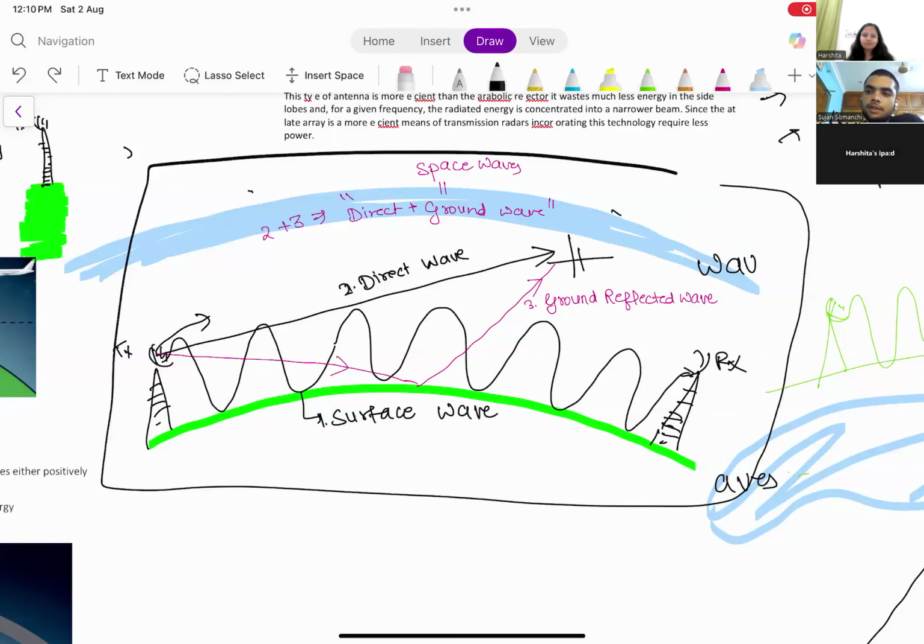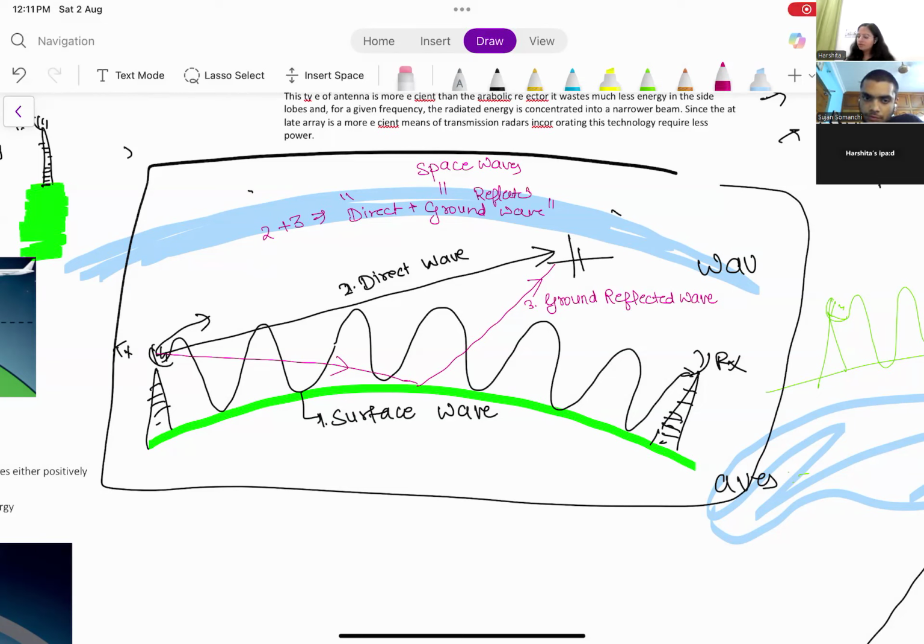Number three is the ground reflected wave. The transmitter first reflects on the ground and it reflects back to the aircraft which is in the air. And the fourth one is the space wave, which is a combination of both: the direct wave plus the ground reflected wave.